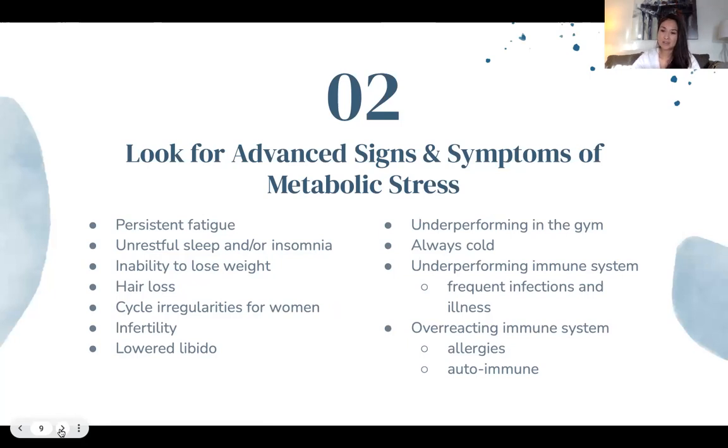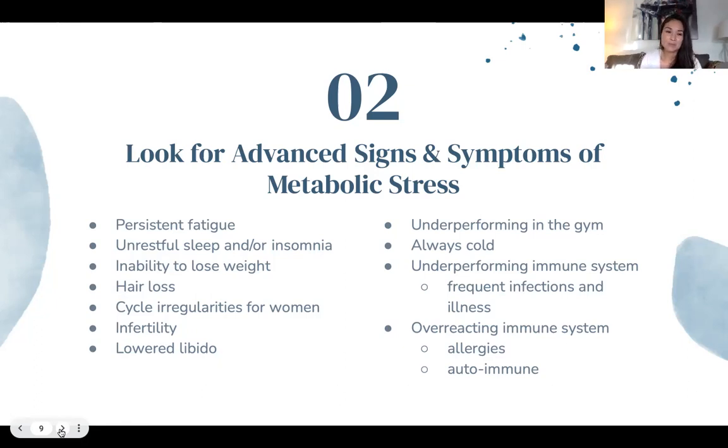And then your immune system can go either way. It can underperform, where we are just sick all the time, or overperform, where we see autoimmune and allergies. So when we start to see these signs, we know that metabolic stress is definitely happening and we need to pull back the reins.